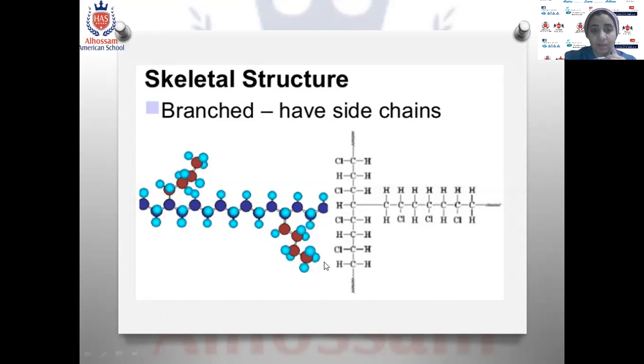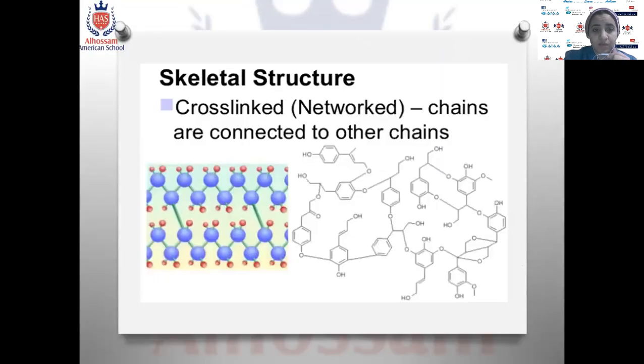The third type is the cross-link structure, formed as a network. The chains are connected to other chains. We have a chain connected through a covalent bond with another chain, so they form a network. A network is called a cross-link structure: different chains connected together with covalent bonds.